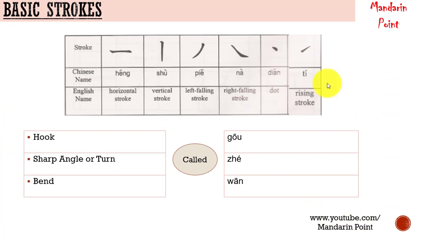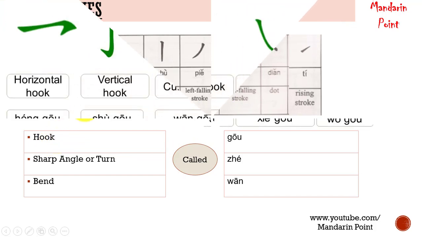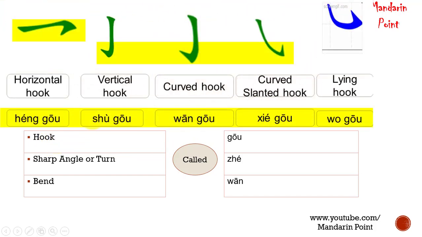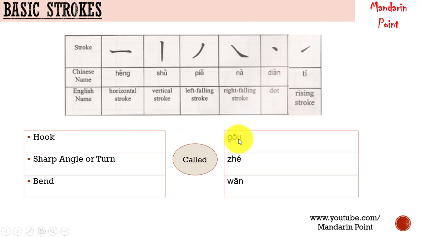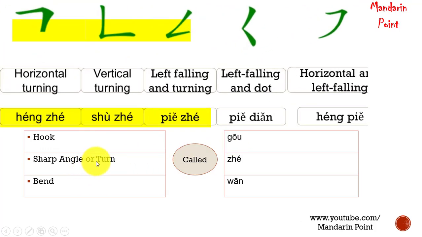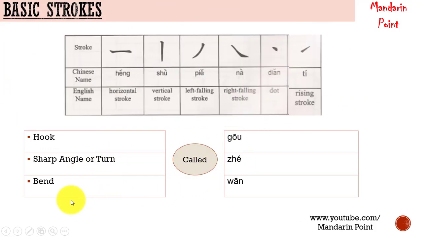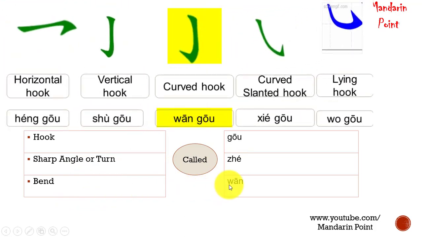We have studied the horizontal stroke, vertical stroke, left falling stroke, right falling stroke, dot, and rising stroke. It is Heng, Shu, Pie, Na, Dian, Ti. We also have studied that if there is a hook along with these basic strokes, then that hook is known as Gou. If there is a sharp turn, we call it Zhe, and if there is a bend or curve, we call it Wan.